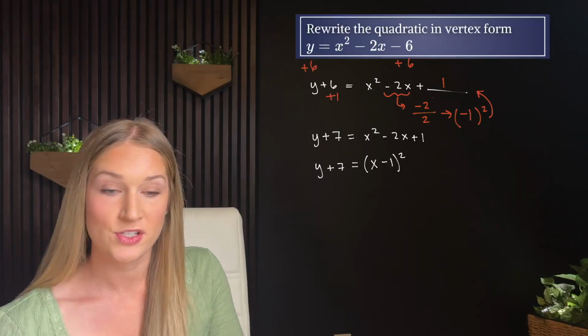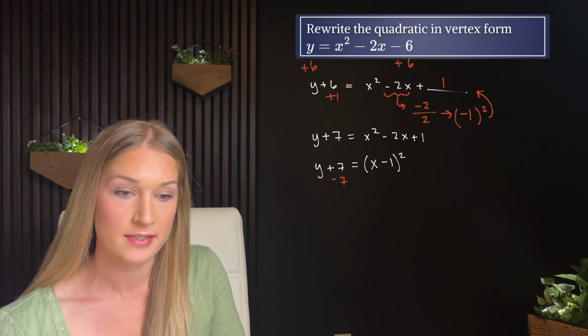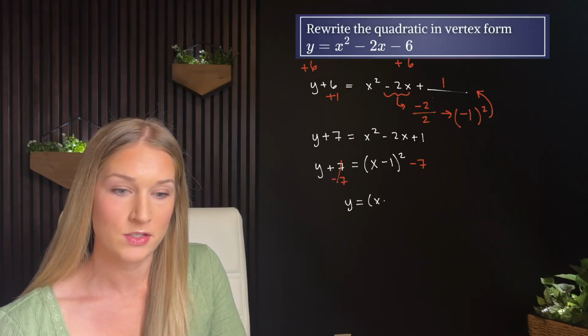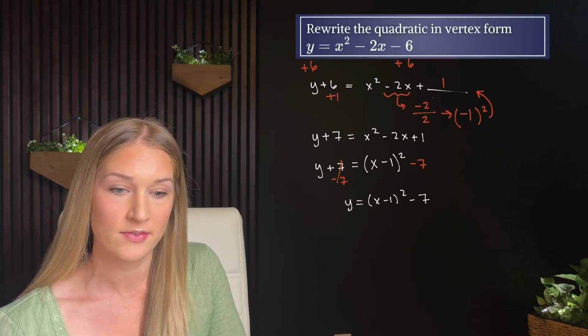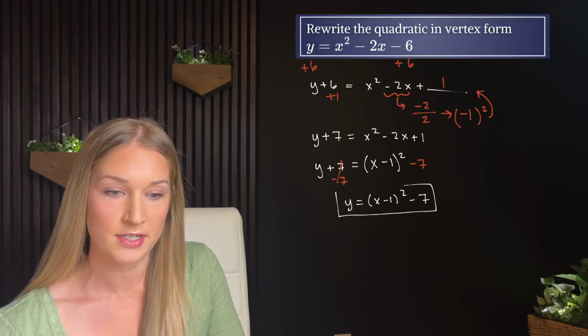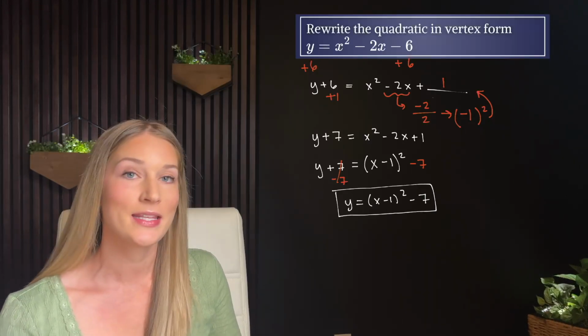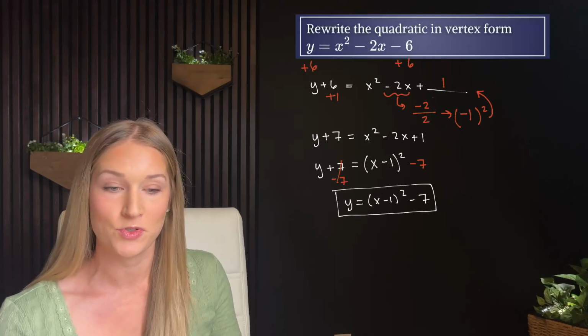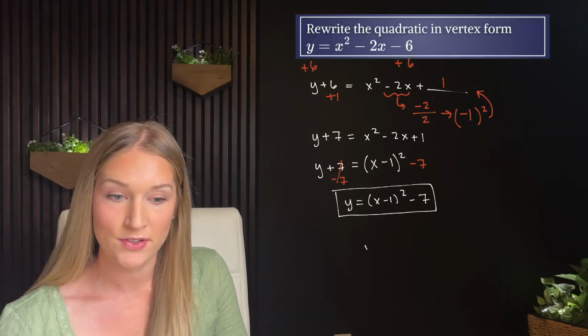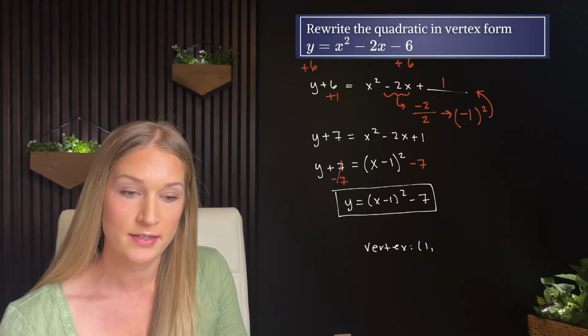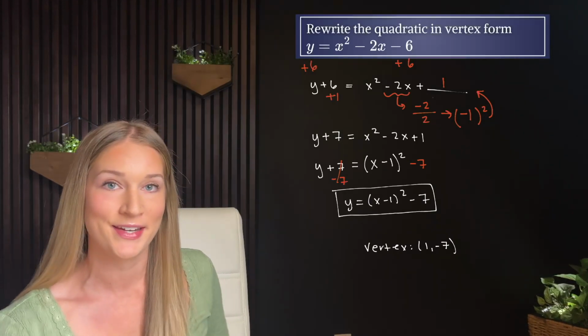My last step is just to get y alone, so I subtract the 7 from both sides. And y is (x minus 1) squared minus 7. This is my vertex form. I've only got one x, that x is raised to a power of 2, and the other operations are just adding and subtracting. I could go one step further and say that my vertex is (1, -7), although that's just a bonus. They didn't ask us for that one.